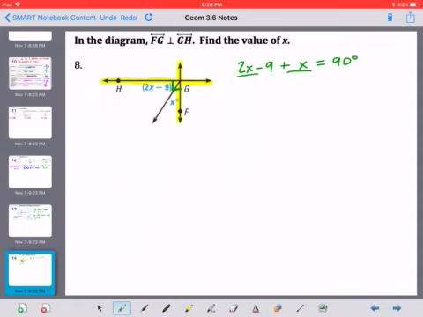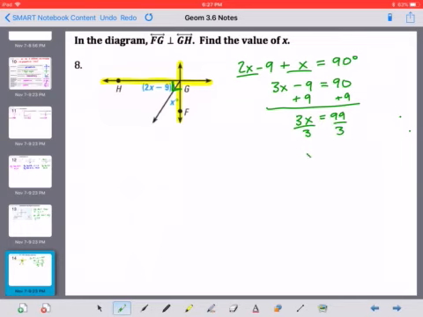So first thing, I'm going to combine like terms, giving me 3x minus 9 equals 90. Go ahead and add 9 to both sides, and we end up with 3x equals 99. And if we divide by 3, x is 33. And in the directions, it just says to find the value of x, so we don't have to go and plug it back in anywhere for this particular problem.